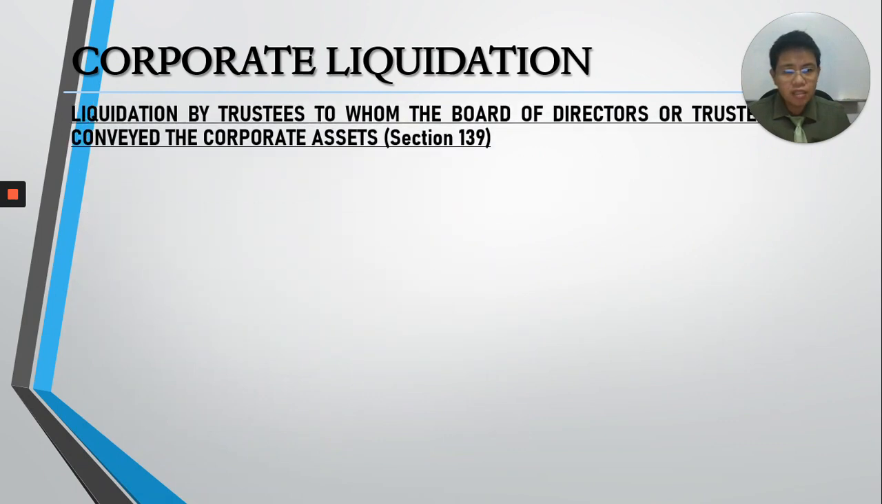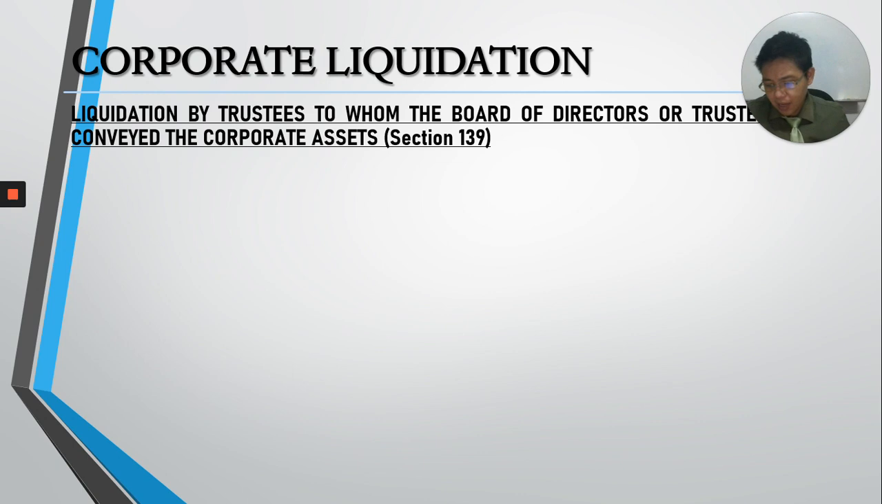So, what else? Liquidation by trustees. So, to whom the directors or trustees conveyed yung corporate assets. So, ipapasa nila sa iba. Itong mga pinagpasahan nila, they will be called your trustees. And yung corporation, stockholders, directors, trustees, members, etc. will be called the trustor. So, sila yung nagkatiwala sa isang trustee na siya ang mamamahala dun sa corporate assets. So, yung trustee sa non-stock corporation is different from a trustee in a trust agreement.